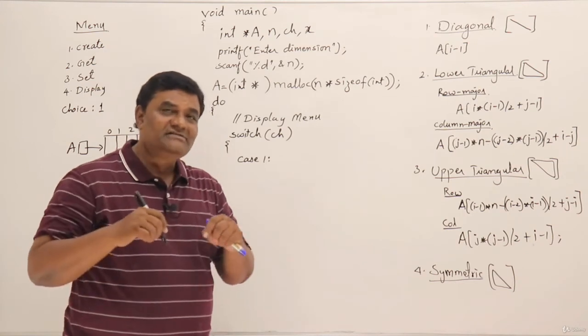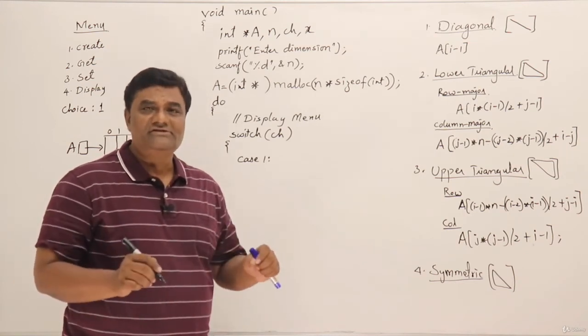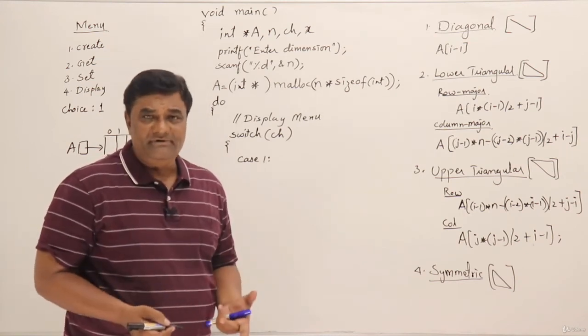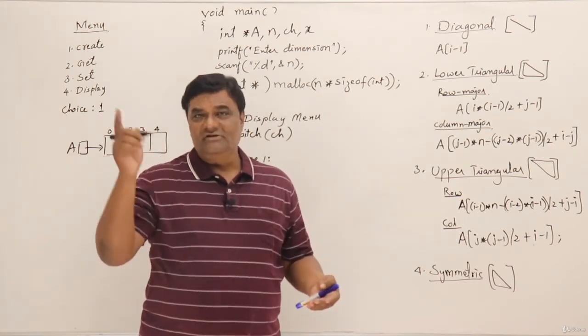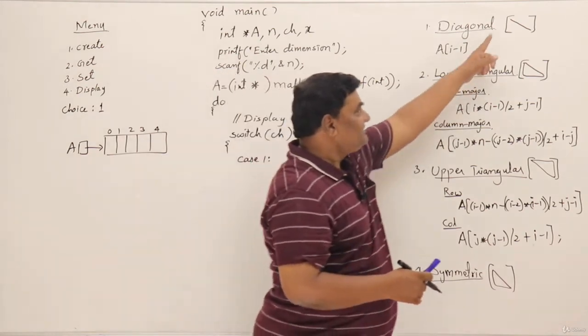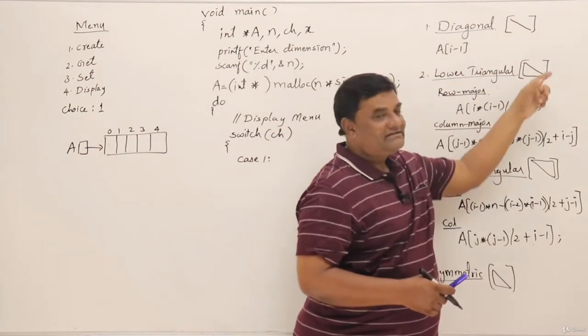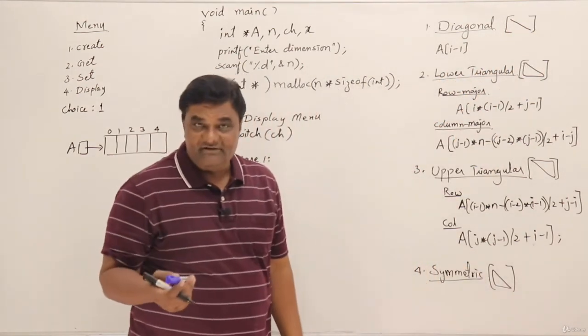Shall we take the 0 elements also or only non-zero elements? We should take only non-zero elements, and it is obvious that we have to enter them row by row, meaning all the elements in the diagonal. That is the first element, the next element, the next, the next. In the same order it should be filled.